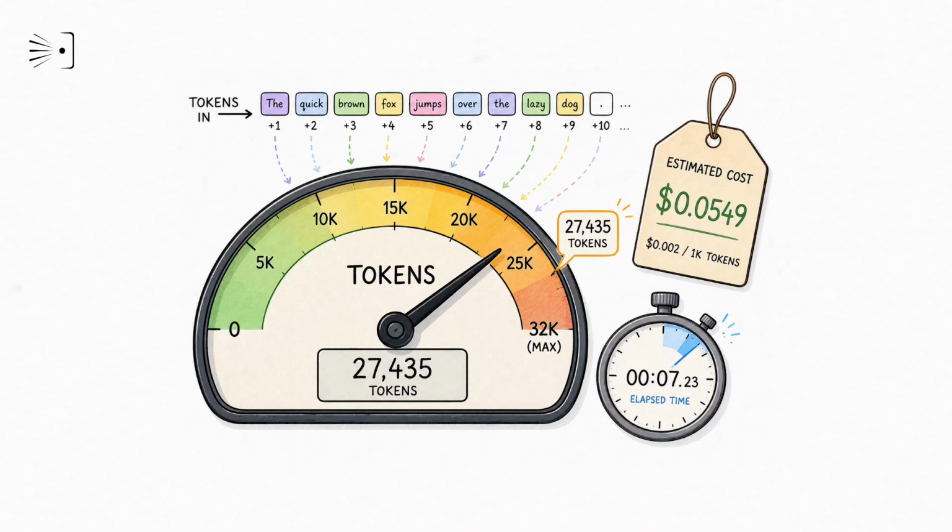Tokens are also the unit of cost and speed. When you use these models through an API, you're billed per token, in and out. And the model generates one token at a time, so longer answers literally take more steps. Shorter, tighter prompts aren't just cleaner, they're cheaper and faster.